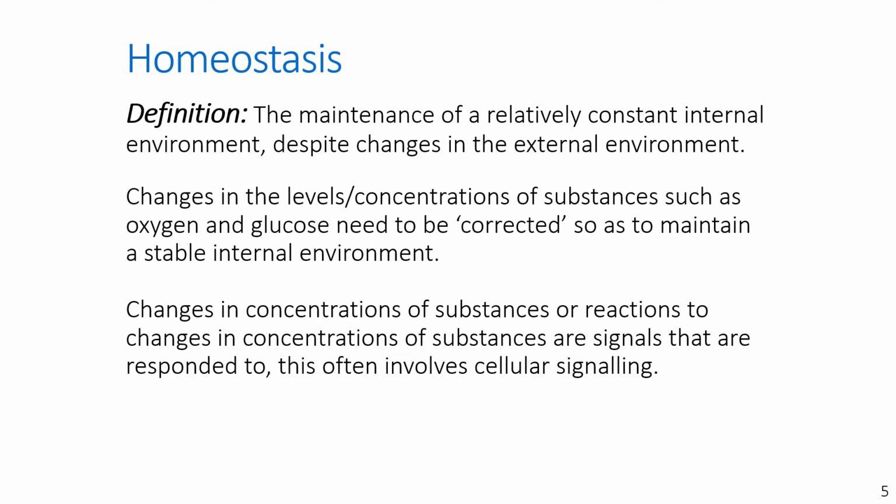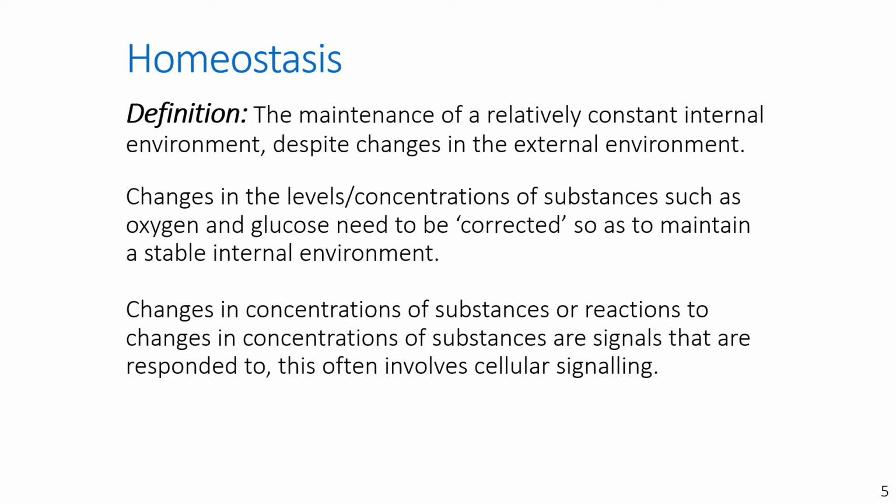Okay, and just a reminder that homeostasis is the maintenance of a relatively constant internal environment despite changes in the external environment. Many substances like oxygen, glucose, and water levels need to be corrected when they rise too high or too low. This formed a big part of Unit 1 Outcome 2, which the majority of you studied last year. Maybe have a look back at your notes on that if they're still there, but this is really just a recap of that stuff. Just the idea that there's a negative feedback loop.